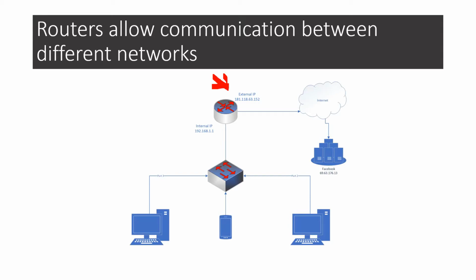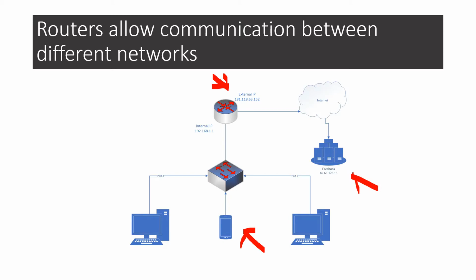So if our device wanted to communicate, for instance our mobile phone wanted to communicate to facebook.com, what would happen is that we will send the request to our router. Our router would then forward this request to the internet. The internet is made up of thousands of different routers, right? One of the routers would be able to forward this request to Facebook's IP address.